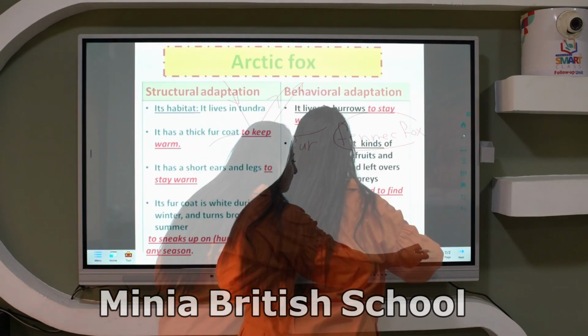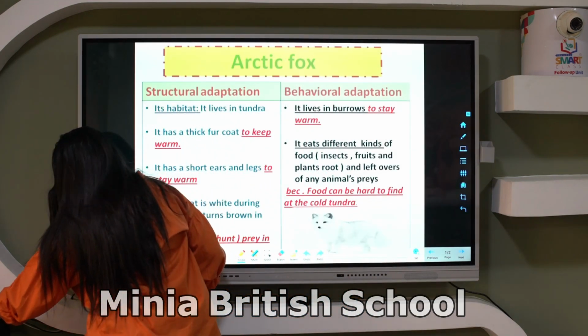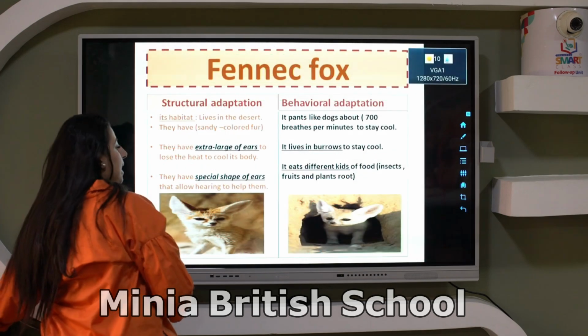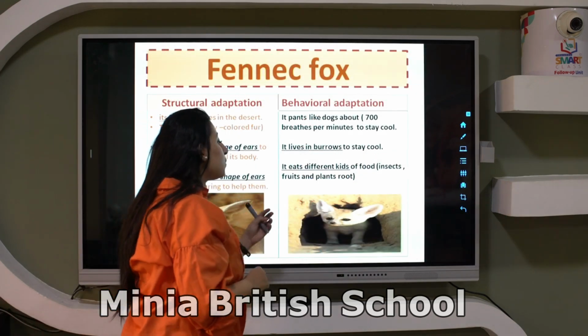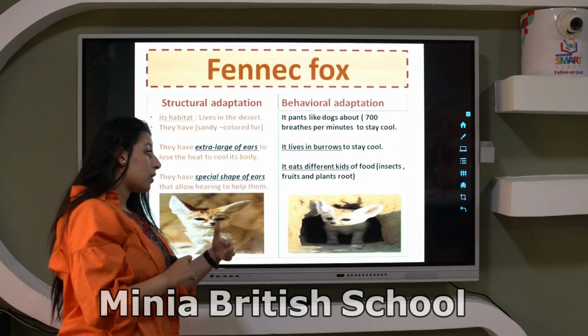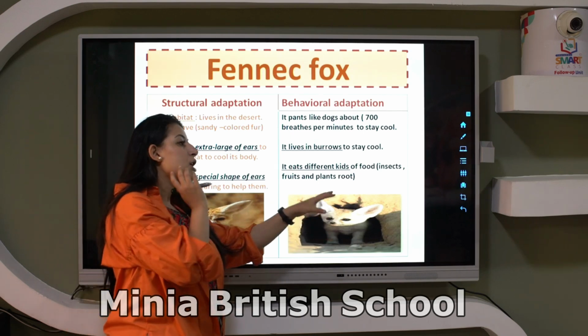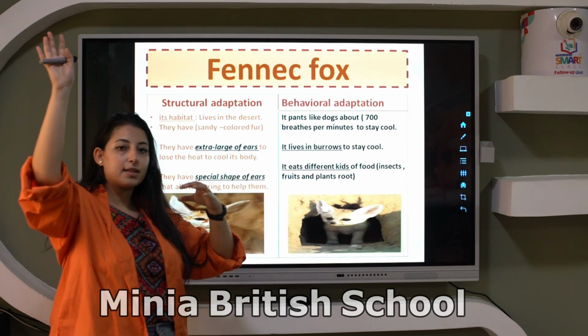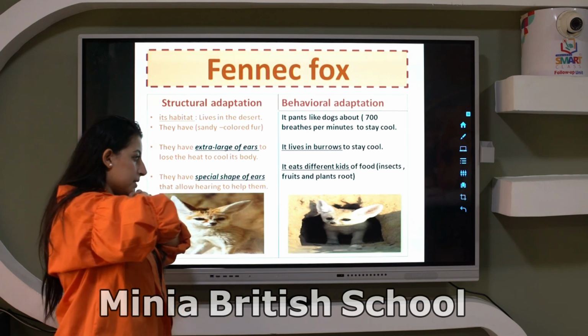So we said it has extra large ears. Why? It has extra large ears to lose the heat from its body, and it also has sandy colored fur to reflect the sunlight that falls on its body. Why?